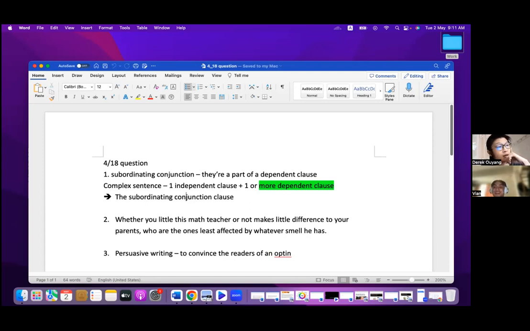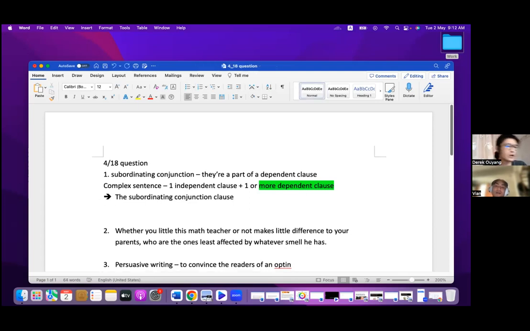But not just subordinating conjunctions, because for example, if you say, I felt sleepy while I had dinner. Now, I felt sleepy is an independent clause, right? While I had dinner is a dependent clause, and while is a subordinating conjunction. So this is a complex sentence.